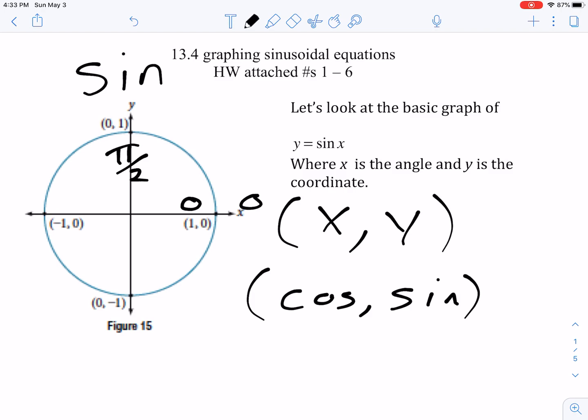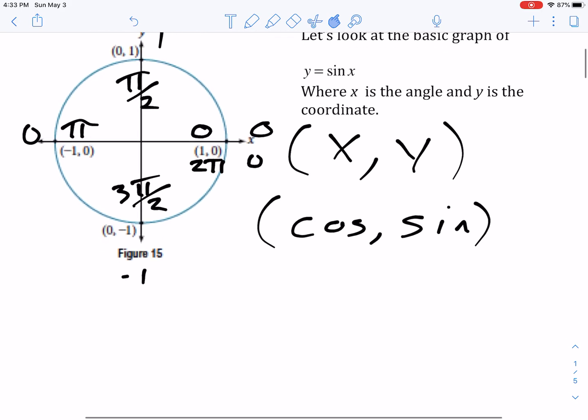Well, it's the y value at pi over 2, which is 1. What's the sine at pi? It's the y value, which is 0. What's the sine at 3 pi over 2? Okay, which is the y value, negative 1. And then the sine at 2 pi, we're back to 0. Okay, so take a look at how we're going to graph this equation.